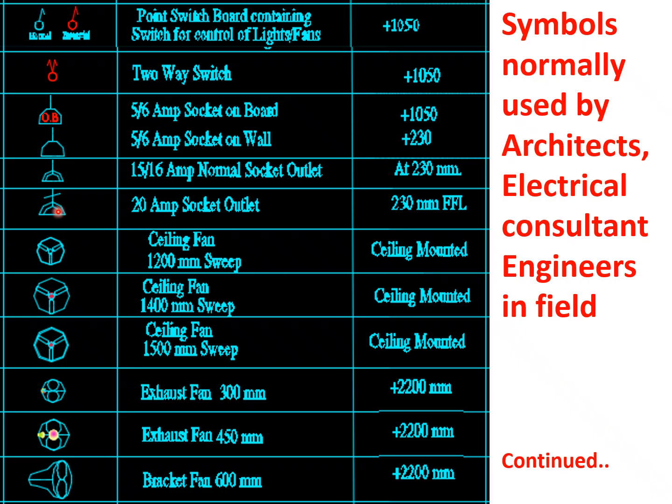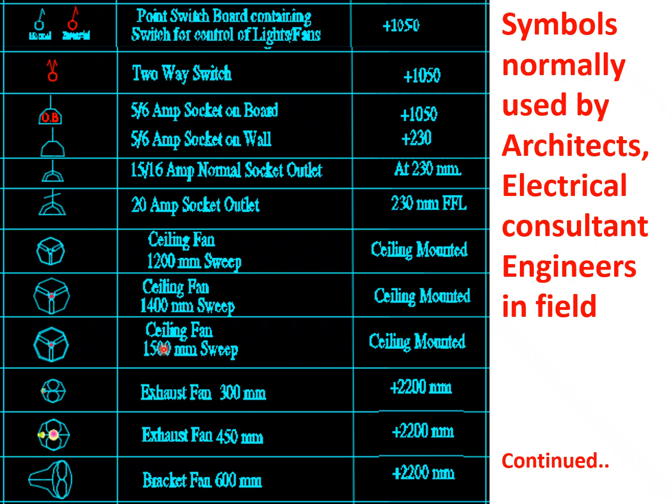The other one is a 20 ampere socket outlet that is also provided at 230 mm FFL, finished floor level. Then three categories of ceiling fans are shown. One is the 12 mm sweep category. The other one is 14 mm sweep. The third one is a ceiling fan mostly used in industrial applications, of 15 mm sweep.